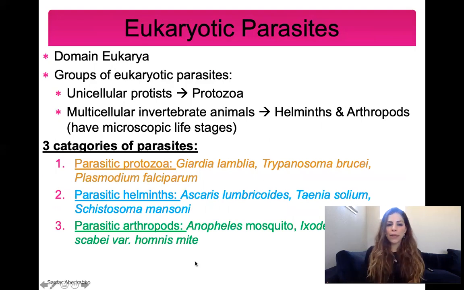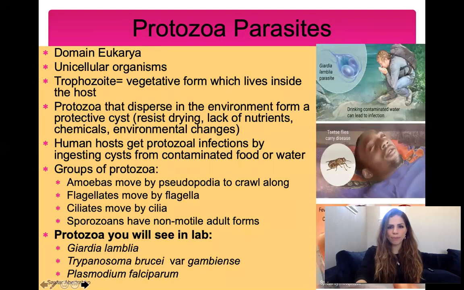We're going to focus on three categories of parasites in this lab. We're going to talk about parasitic protozoa, parasitic helminths, and parasitic arthropods. And in each group, we're going to give three examples. So I want everyone to end this lab knowing what all nine of these cause, what they look like, details about each one of them. And we're going to start with parasitic protozoa.